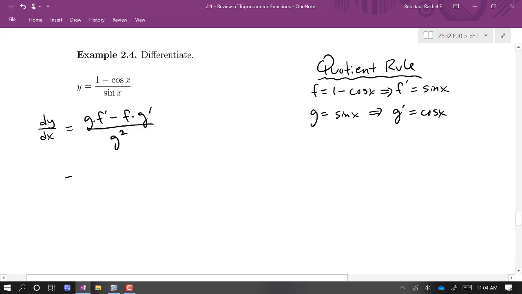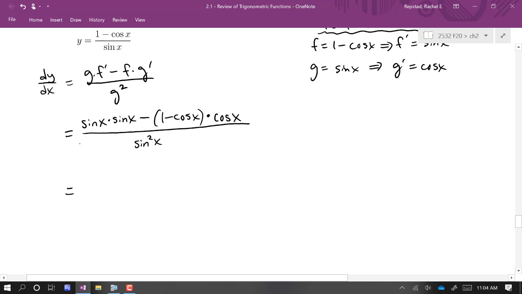Now I'm going to plug each of these into the expression here for the quotient rule. So I have sine x times sine x minus f, which is 1 minus cosine x, times g prime, which is cosine x, all over g squared, so that's sine squared x. So this is equal to the derivative. I mean, what we have here is equal to dy dx, but it's definitely not simplified.